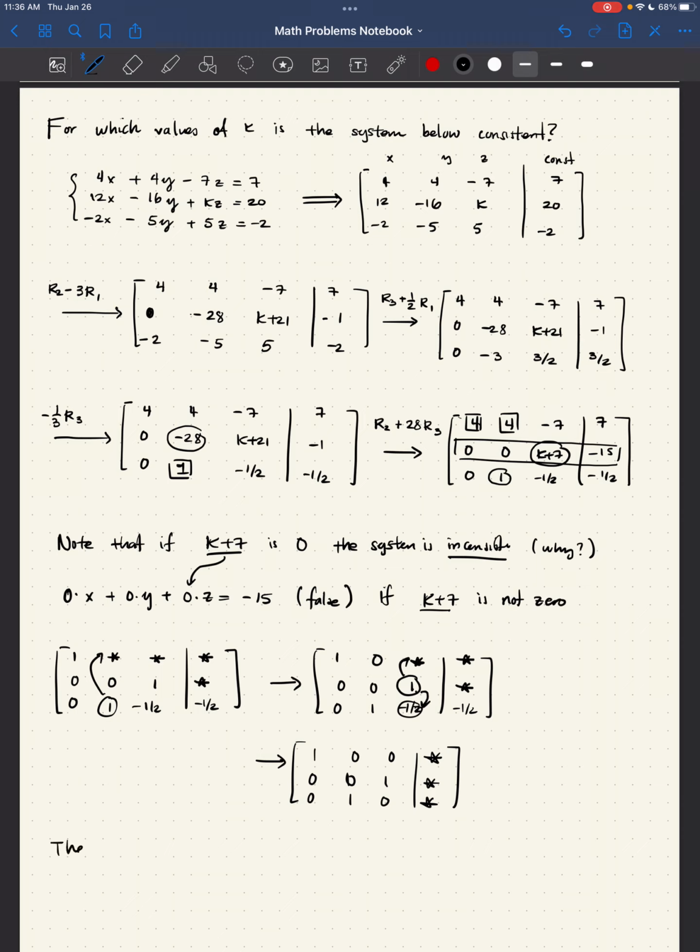The system has a solution, aka it is consistent, if and only if k plus 7 is different from 0. So as long as k is different from negative 7. And with this we finish.